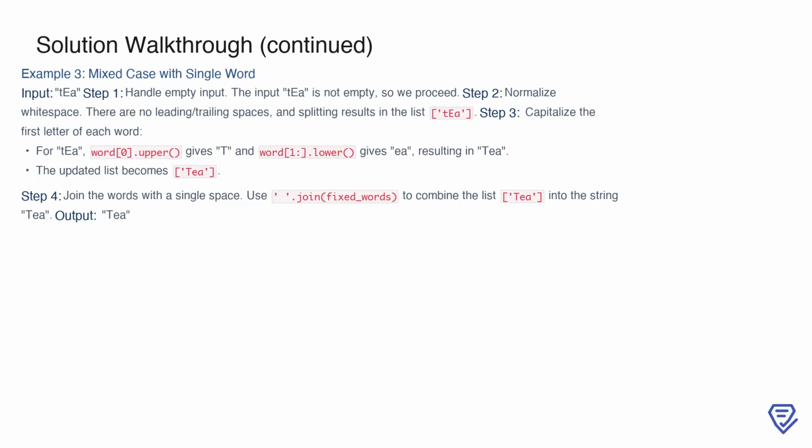Now, we process the single word. For tEA, we take the first letter, t, convert it to uppercase to get T, and then lowercase the rest of the letters, EA, to form Tea. The updated list contains just Tea. Finally, we join the words in the list with a single space, which doesn't change the result since there's only one word. The final output is Tea.